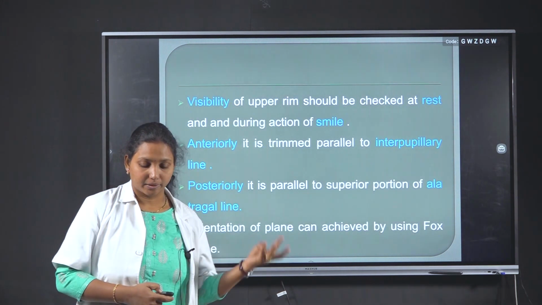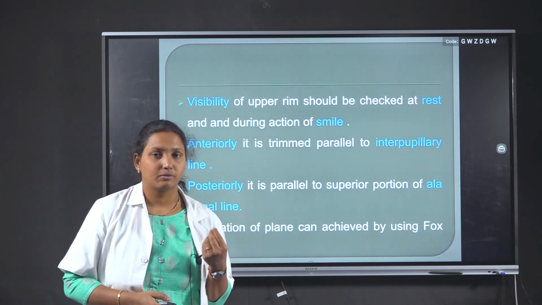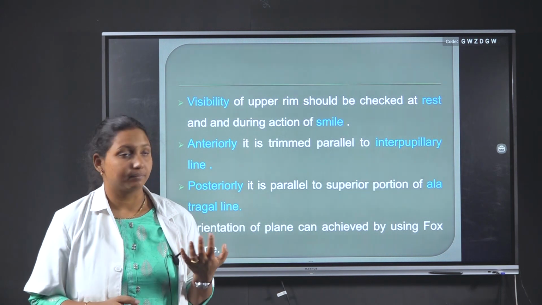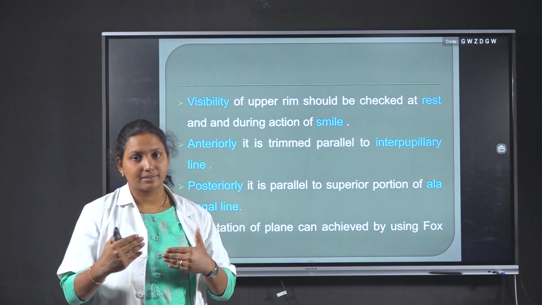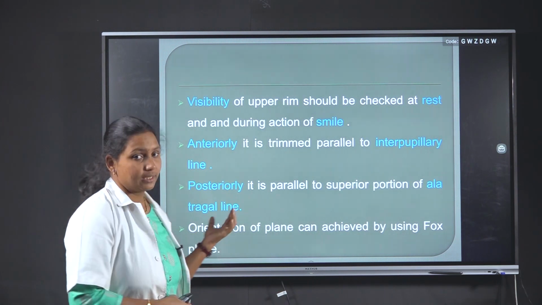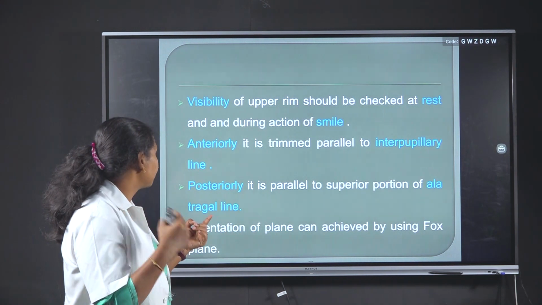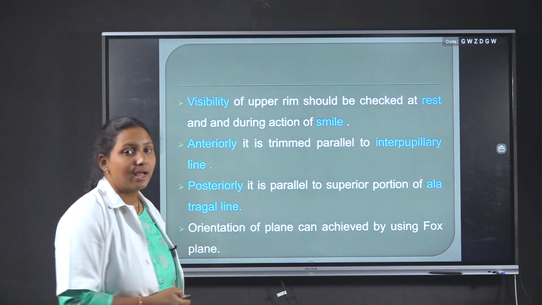Another important thing is visibility. When the patient smiles with the rim, there should be 1 to 2 mm of visibility of the rim. If it is more, we will reduce. If it is less, we will increase the height. As I told you earlier, anteriorly the occlusal rim is adjusted according to the interpupillary line and posteriorly to the ala-tragal line.